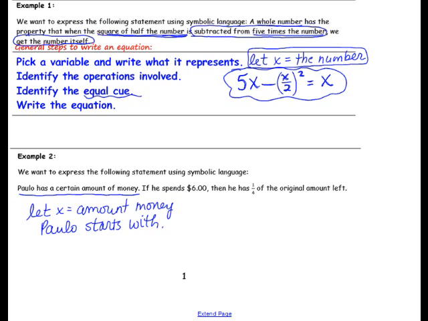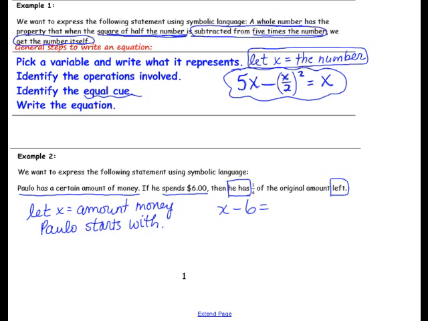Now, if he spends $6, is that going to increase the amount he has or decrease it? Do you add 6 or subtract it? You're right, you will subtract it. So we have the amount of money that he starts with, and then he spends $6. Then he has a fourth of the amount left. So this is our equal cue right here. Then he has a fourth of the amount left.